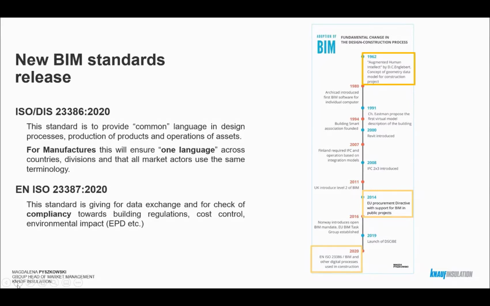23387, which gives data exchange and the check of compliance towards building regulation, cost control, and environmental impact. What we already see is that we should really be ready to use the standard for our product data information in the future, allowing the exchange of information between manufacturers and stakeholders in the design and construction process.